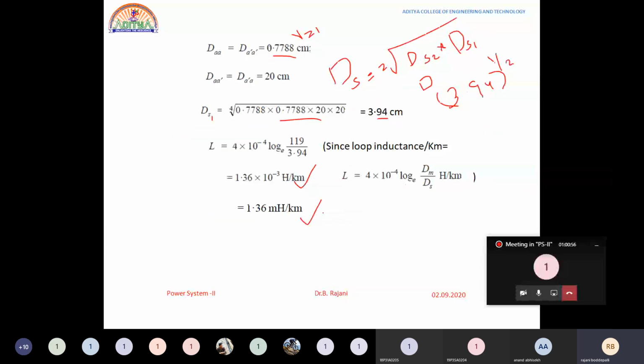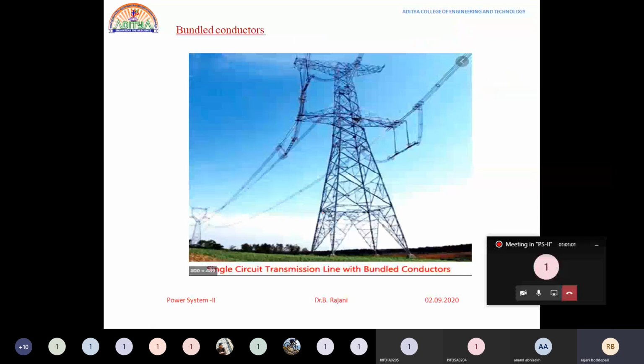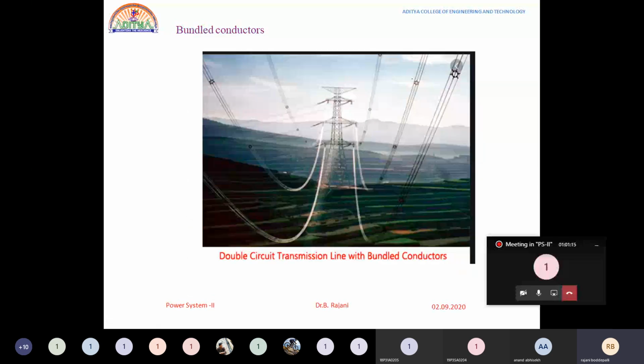Now coming to the bundle conductors. What do you mean by bundle conductors? See here, these are the bundle conductors. More conductors are grouped together like this. This is the bundle conductor for a single circuit transmission line. You can see clearly it is a double circuit transmission line A, B, C, A dash, B dash, C dash. Here these are the bundle conductors. That means three conductors are bundled together. You can see this clearly.